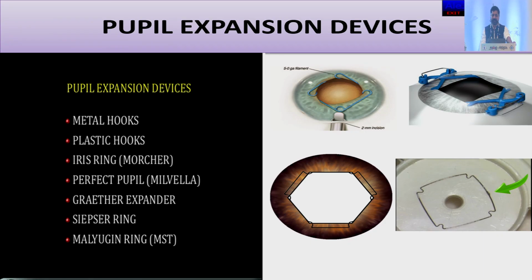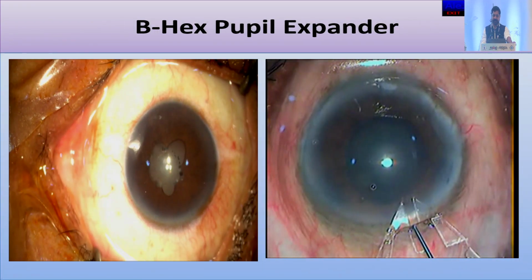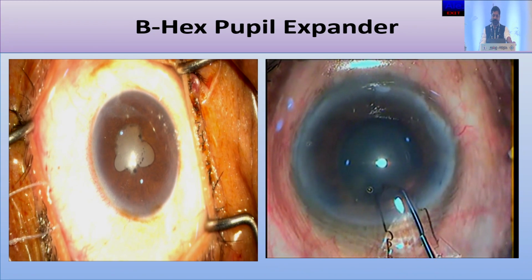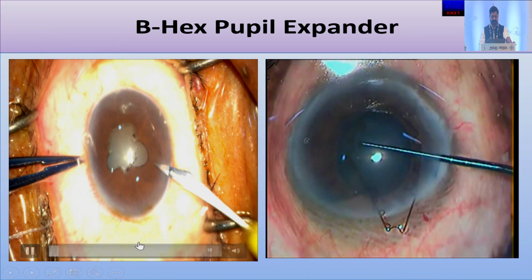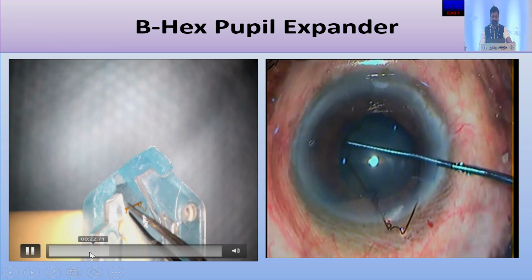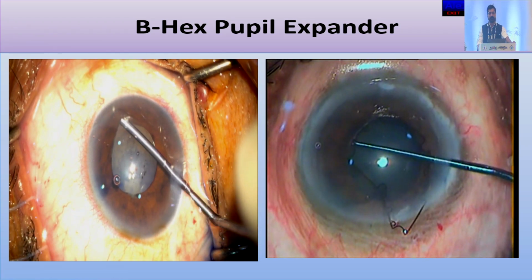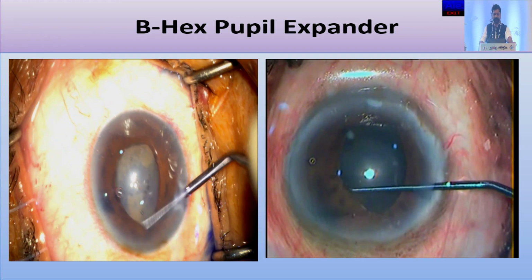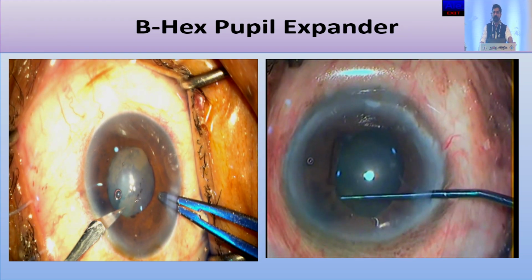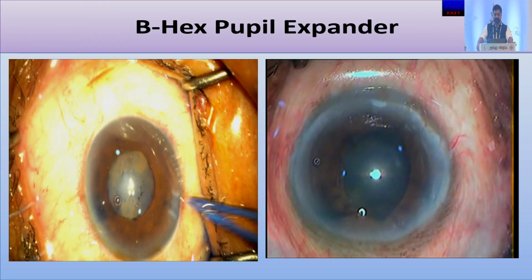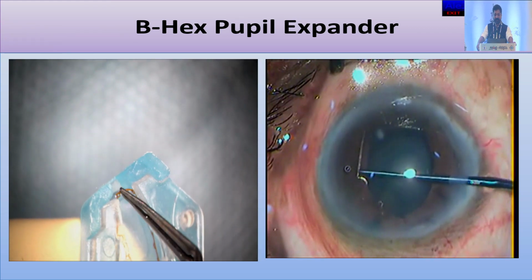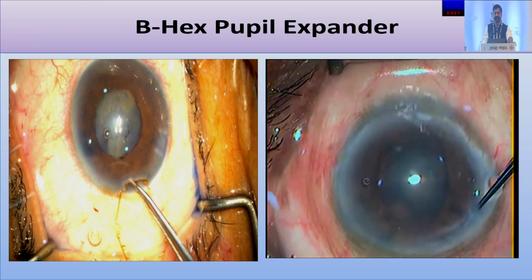These are some pupil expansion devices. I'm using the BHEX pupil expander. The procedure will be the same: do synechiolysis, breaking of the posterior synechiae. Here, there are 2 things which are more important. You will get a good hexagonal shape of pupil. How to insert it? There are 2 types. Either you go with the forceps, as it is, or you go with the Sinskey hook.